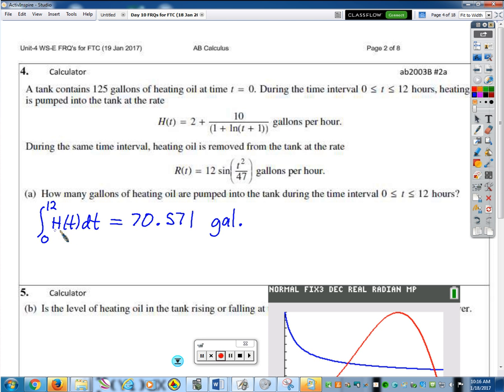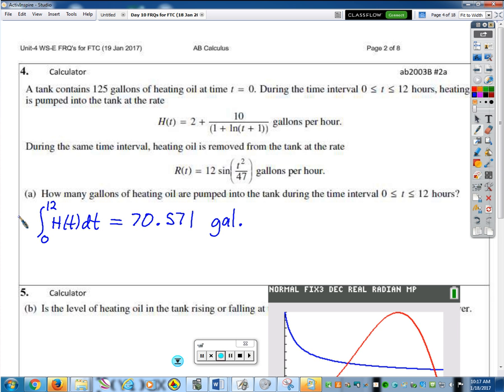What are the units of H of t? Gallons per hour. What would be the units of dt? Hours, because it's a change in time. So gallons per hour multiplied by hours results in what unit? Gallons. The reason I'm telling you this is some AP problems, the scoring guide will not say that you get points for the units. But some AP problems, it does. So just always include them. Does that make sense?